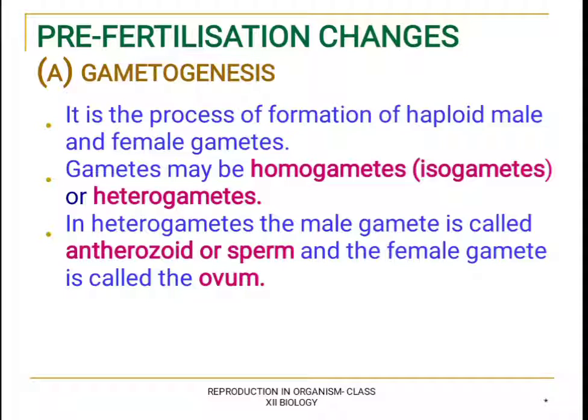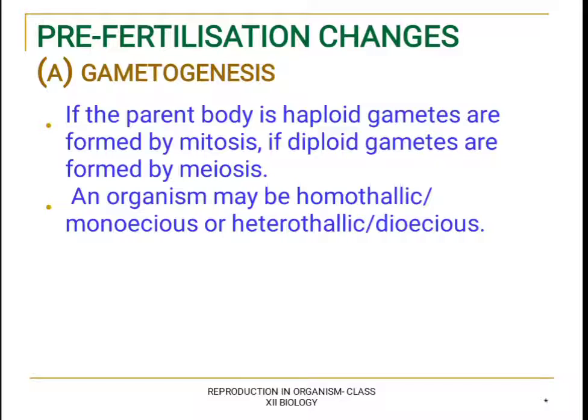We have learned that gametes may be homogametes or isogametes, or they may be heterogametes. And in heterogametes, the male gamete is called antherozoid or sperm, and the female gamete is called the ovum. If the parental body is haploid, gametes are formed by mitosis, which is equational division, and if the parental body is diploid, gametes are formed by meiosis. And an organism may be homothallic or monoecious, or heterothallic or dioecious.